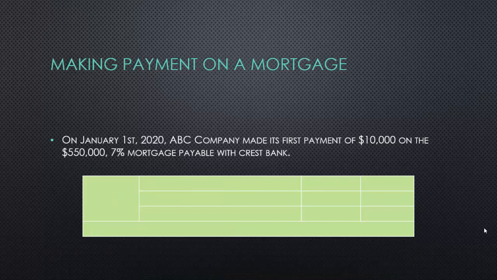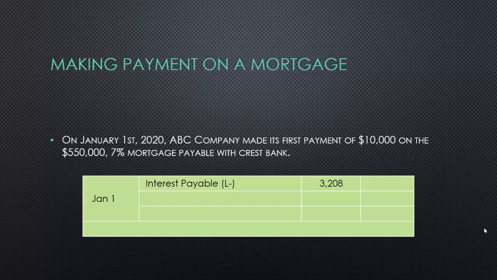When we make a payment, let's make our first payment on January 1st, 2020. ABC Company is paying $10,000, and it's going to go a portion towards principal and a portion towards interest. So the date comes in January 1st. We're going to have a debit, in this case, the interest payable, because we put the liability on the books at the end of December. And that's going to be for $3,208. We're paying off our interest payable that we already put on the books.